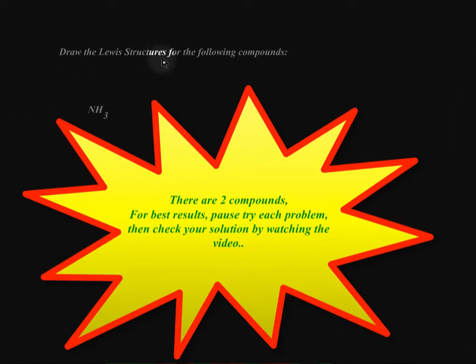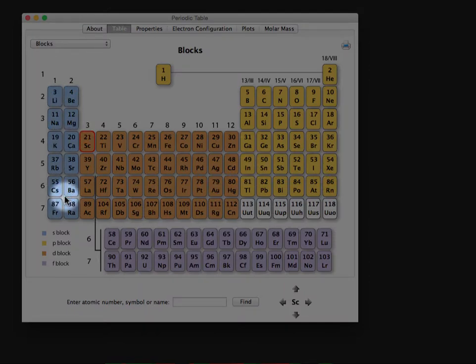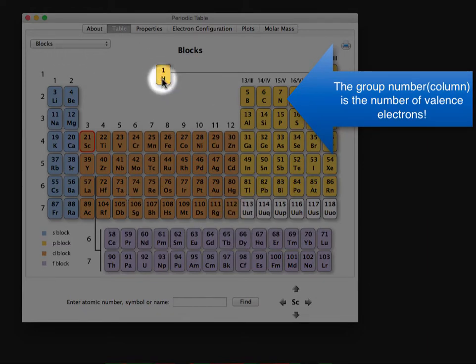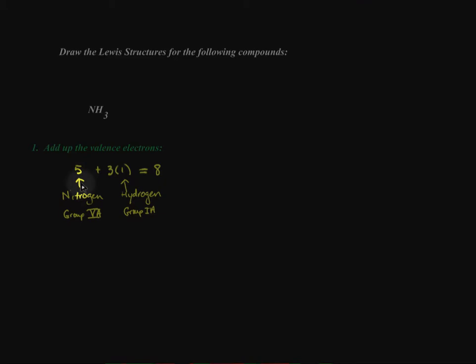Today we're going to be looking at how to draw Lewis structures for ammonia. First step, as always, is to add up all the valence electrons. If you remember, you get your valence electrons from the group number that we're in. Nitrogen is in group 5, hydrogen in group 1, even though this periodic table has it in the middle over here. So we have 5 valence electrons for nitrogen because it's in group 5A, and then 3 for hydrogen.